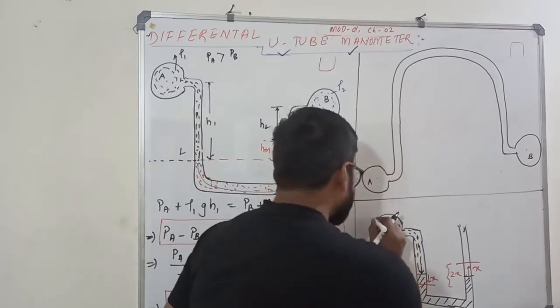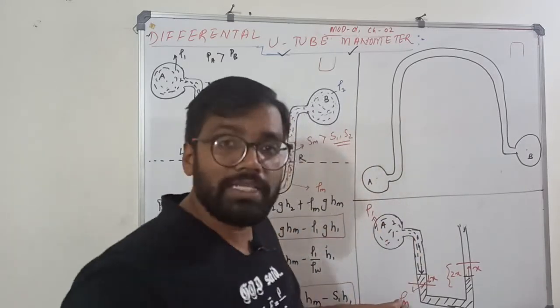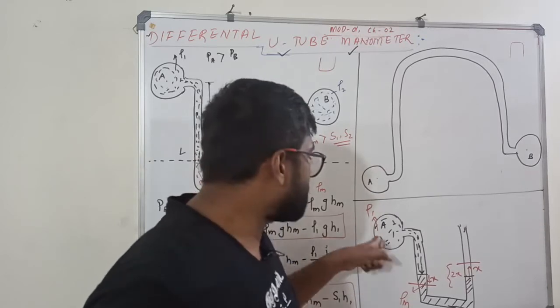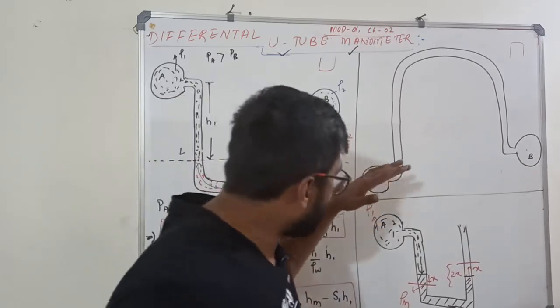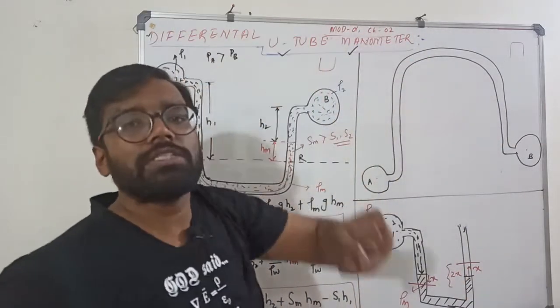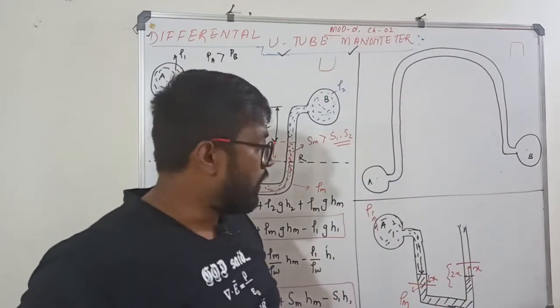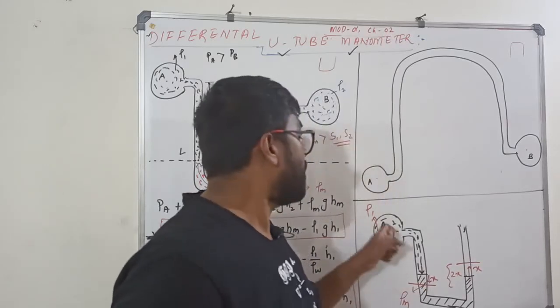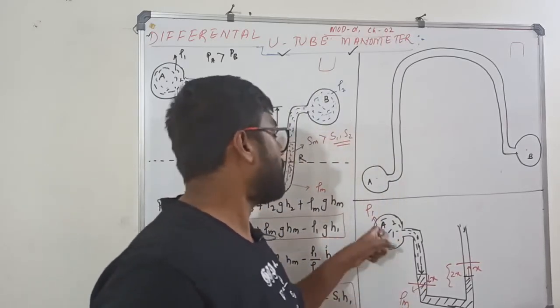Now let us say this is the density. Listen carefully. Suppose the density of this manometric fluid is less than the density of this. What will happen? It will easily push. So I will be needing a bigger manometer, or again the fountain will start.